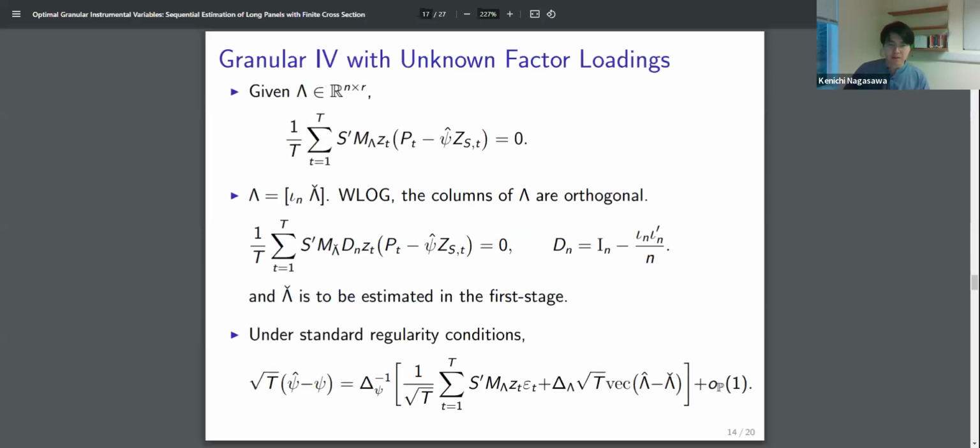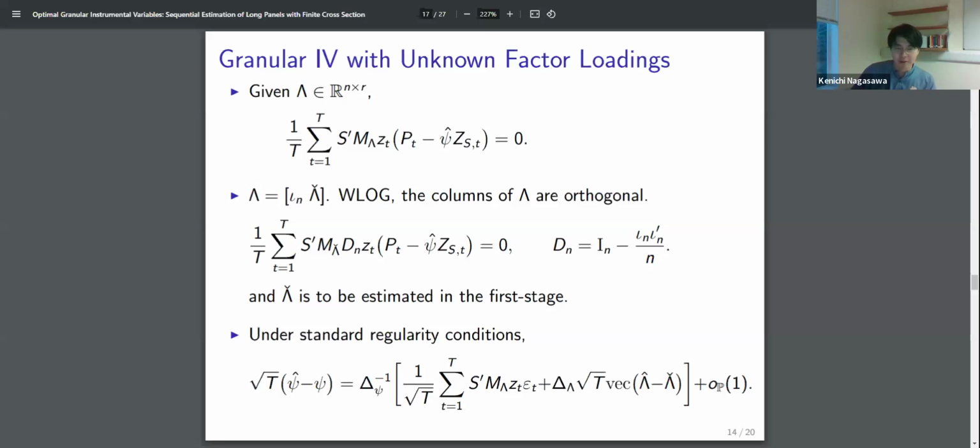So given a factor loadings lambda, you can write the sample GMM moment condition in this way in the first equation, where I'm looking at the aggregate demand equation. So I want to estimate this parameter from the aggregated equation. Given lambda, I just solve this GMM sample moment condition, and because psi is a scalar, I can have a closed form solution. But lambda is not known in this setting, so we need to estimate it in the first stage.